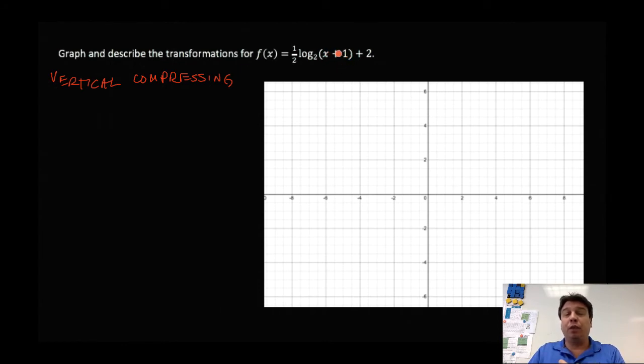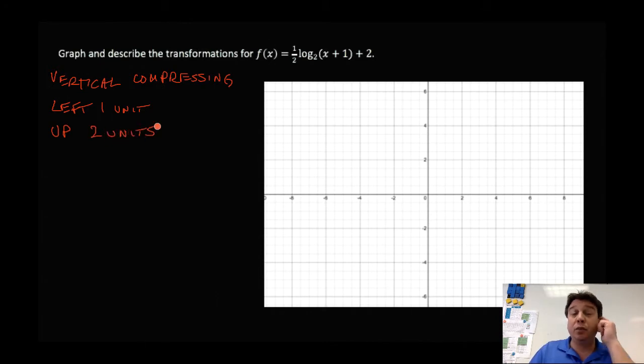This plus 1 means that we have a left-right shift. And in this case, since it's plus 1, that means we move left 1. And then at the very end, we have plus 2, which then means we take the entire graph and we move it up 2 units. So all points we would normally have had, that moves them up 2 units.